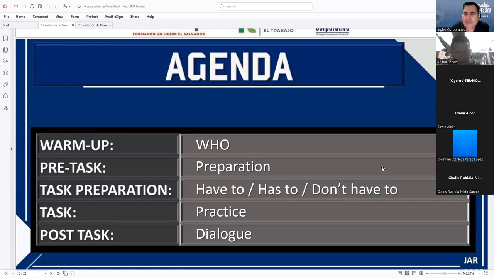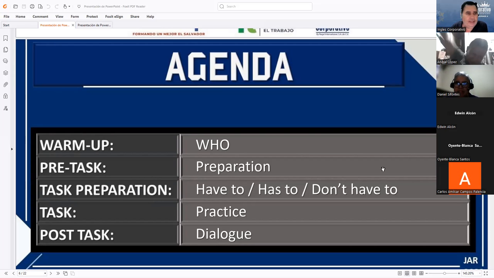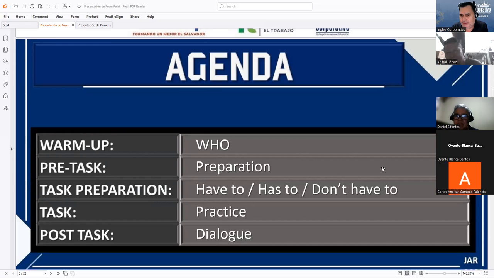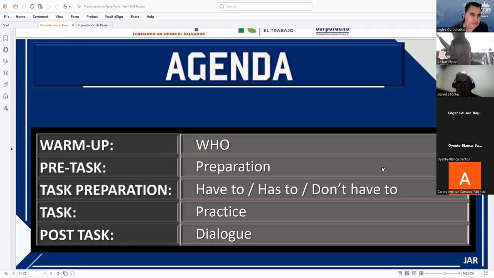Adán Antonio Ramírez Aguirre, Blanca del Carmen Santos. Present, teacher. Excellent, nice. Carlos Amílcar Campos. Present, teacher. Nice, very good. Cecilia Maribel Alemán. Daniel Enrique Cifontes. Present, teacher. Excellent. Edgar Edelnilson Reyes. Present, teacher. Very good. Edwin Alexis Perez. Present, present. Excellent, nice. Edwin Alfredo Alcón. Good evening, present, teacher. Excellent, good evening.